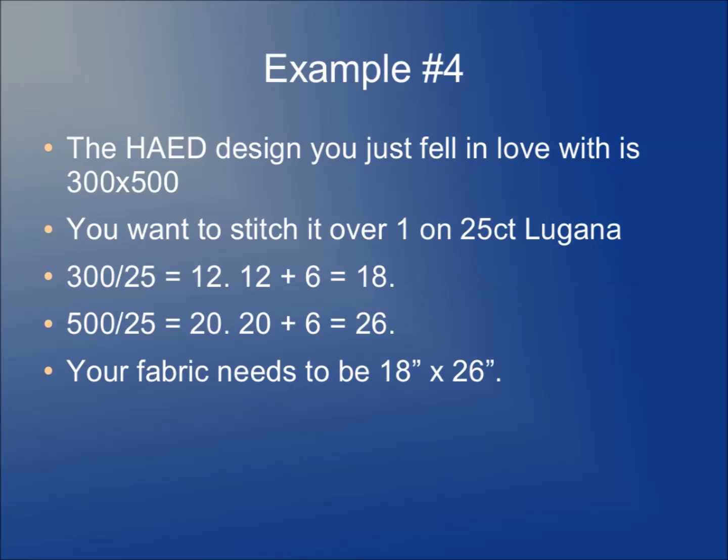300 stitches divided by 25 is 12, and you're going to add 6 because you need room to frame, and that's 18 inches. 500 stitches divided by 25 is 20. 20 plus 6 is 26. So your fabric for your over 1 Haed needs to be 18 by 26.